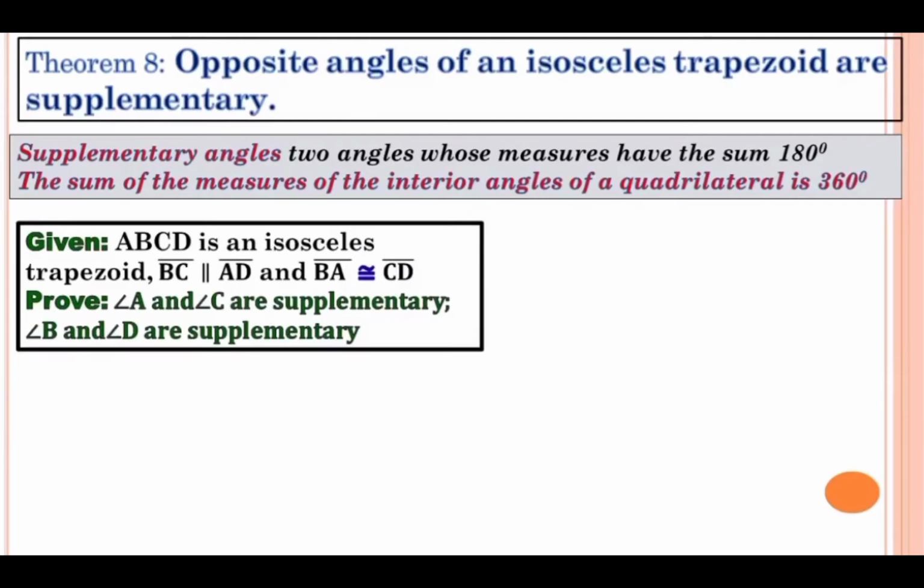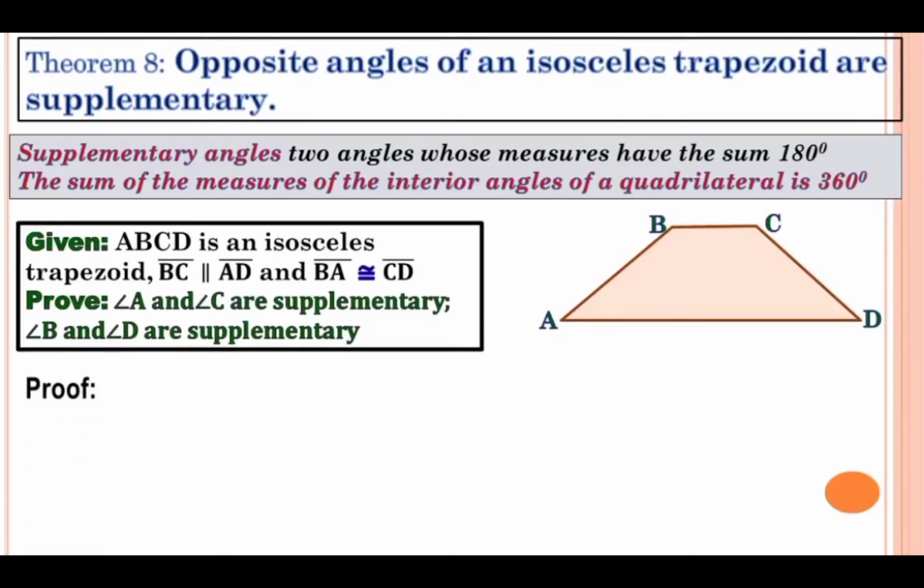So given ABCD is an isosceles trapezoid, segment BC is parallel to segment AD, and segment BA is congruent to segment CD, prove that angle A and angle C are supplementary, angle B and angle D are supplementary. So we are to prove that angle A and angle C, which are opposite angles, also angle B and angle D, another pair of opposite angles, are supplementary.